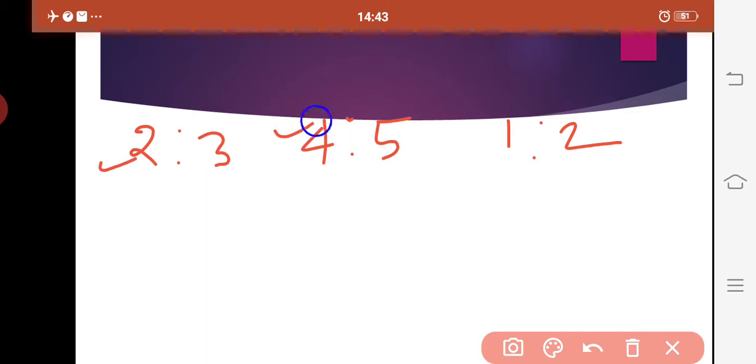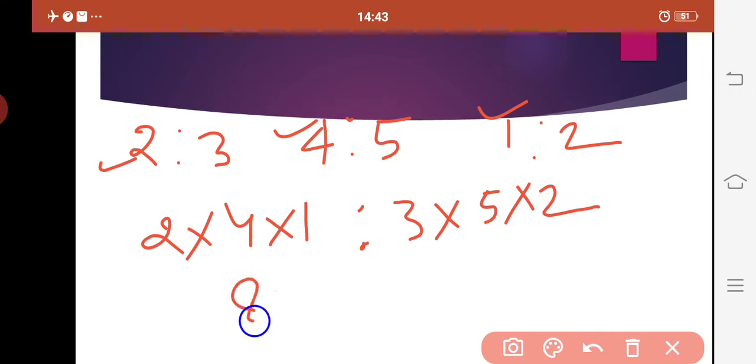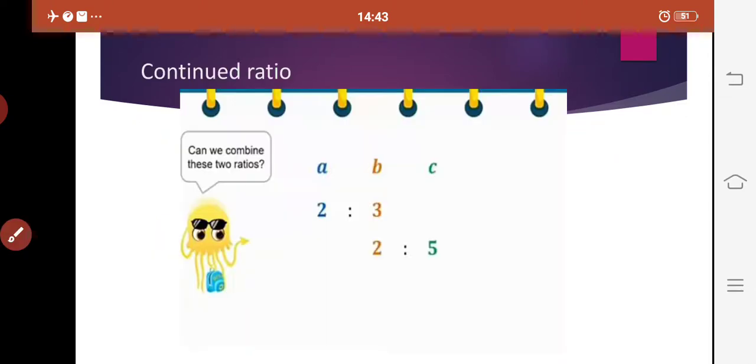For example, if I say let one ratio be 2:3, the other be 4:5, and the other be 1:2, what will be the compound ratio of these three ratios? So we will multiply all the antecedents, that is 2, 4 and 1, then ratio, then multiply all the consequents 3, 5 and 2. This will be 4 2s are 8, and this will be 5 2s are 10, and 3 10s are 30. So 8:30 will be the compound ratio of the given ratios.